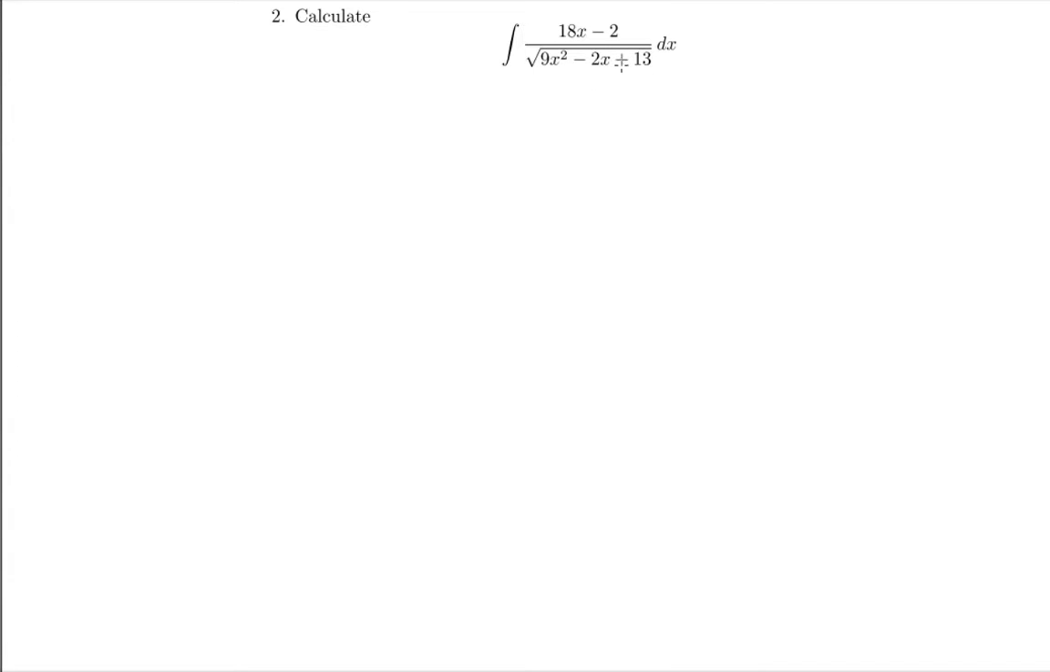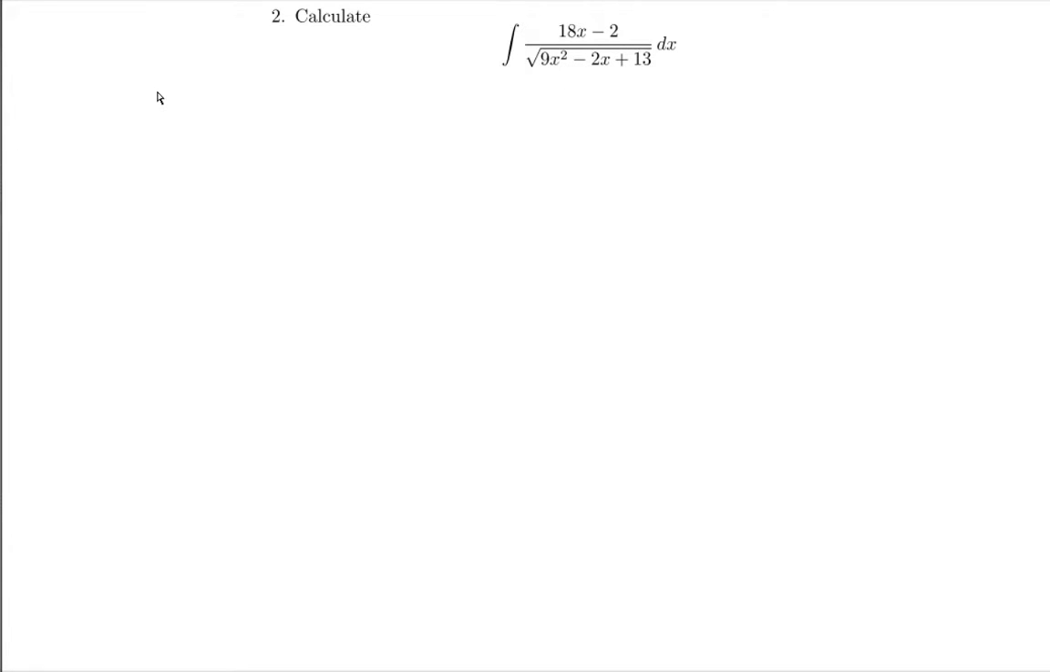So to do this, we're going to use the substitution method, and as always, the first step in the substitution method is to decide what we should be substituting in for, or decide what u is. And here we have a few different options. We could choose u to be 18x minus 2. We could choose u to be 9x squared minus 2x plus 13. We could choose u to be the square root of 9x squared minus 2x plus 13. Perhaps we could choose u to be the entire integrand.